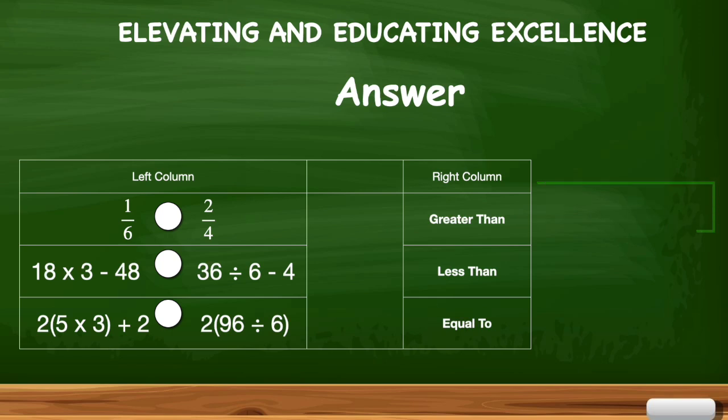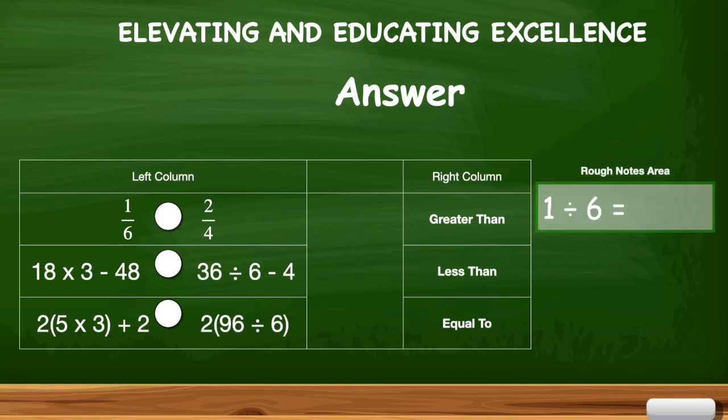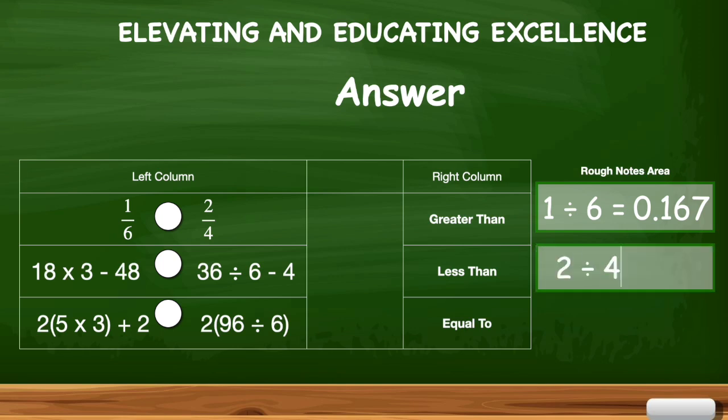Let's first draw a rough box. And in that rough box, we're going to write 1 divided into 6. 1 divided into 6 equals 0.167. Now we're going to do the other fraction. So we're going to draw a rough box, and in that rough box, we're going to write 2 divided into 4. 2 divided into 4 equals 0.5. So when looking at those two numbers, we got to say, is 0.167 greater or smaller than 0.5?